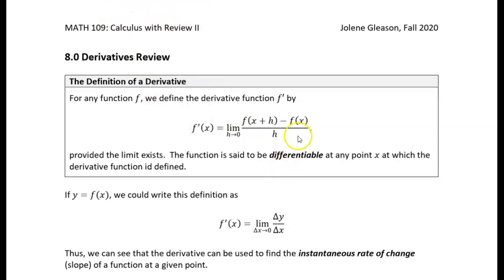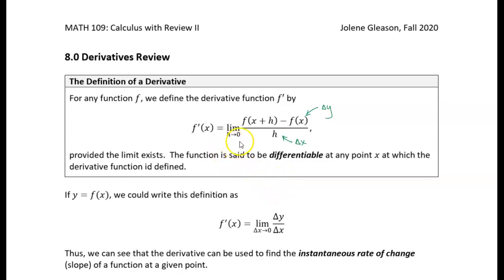Whoops. And essentially, though, it's the change in the function over the change in x, right? So this h is actually the change in x. And we could think of, if we call y equals f of x, this is delta y, right? So it's the change in y over the change of x, which is the slope of the function, right?